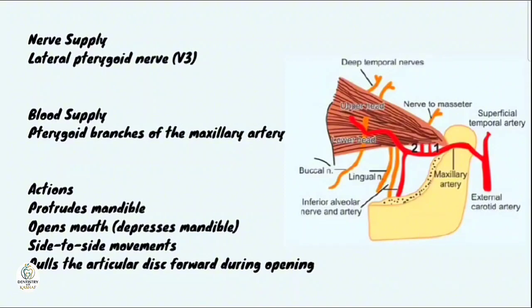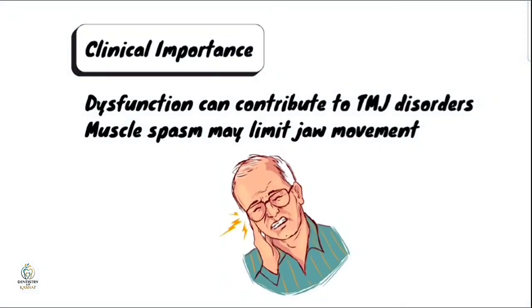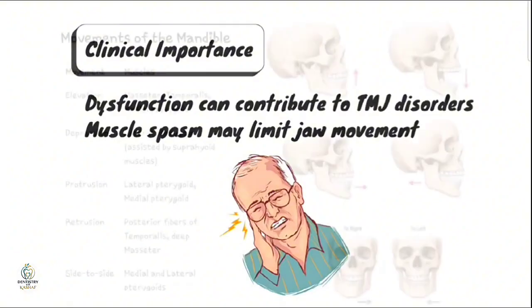If you see here, the medial was basically closing your mouth, and the lateral is opening your mouth. So these two muscles were opposite, but the common function these both have is side-to-side movement, like the grinding movement, like the chewing movement. And it pulls the articular disc forward during opening. So any problem here will lead to your TMJ disorders. Okay, the clinical importance you see is that dysfunction can contribute to TMJ disorder and muscle spasm related jaw movement, like restricted jaw movement. And that's obvious due to anatomy.